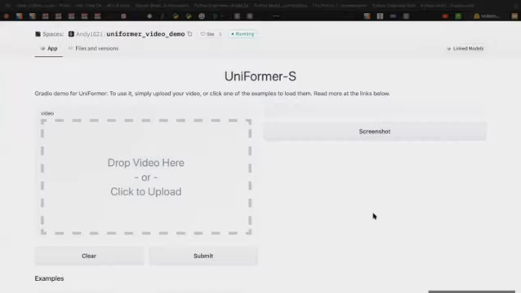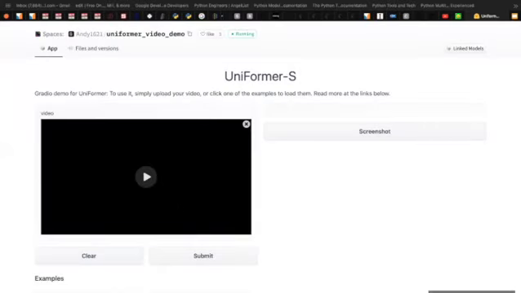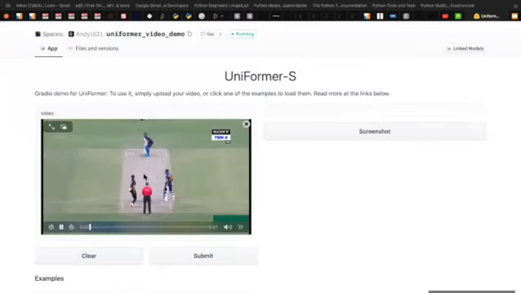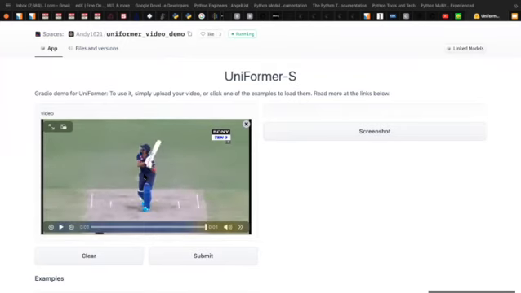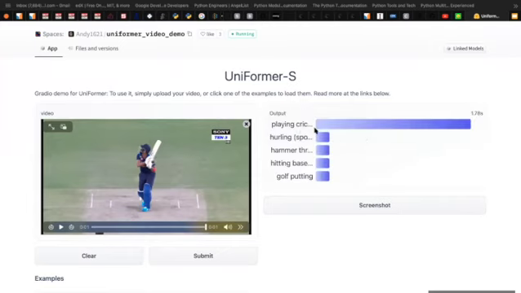Here, I set an example of swinging of the bat, so it should be able to identify it. When I submit it, the bat was swung here, and it's saying playing cricket with very, very high precision. So here the decision is very clear.